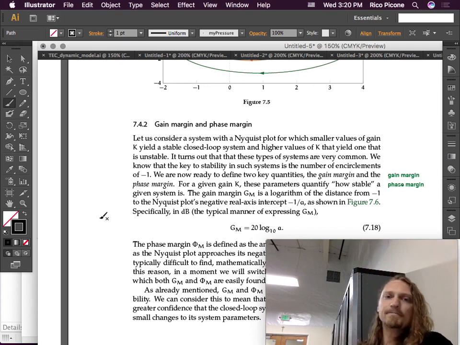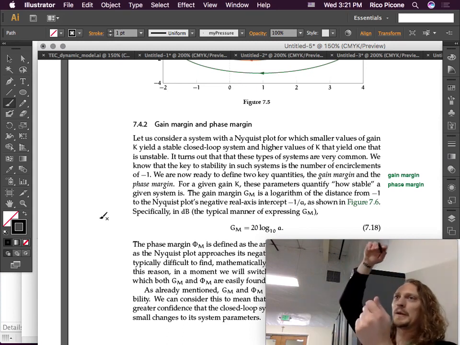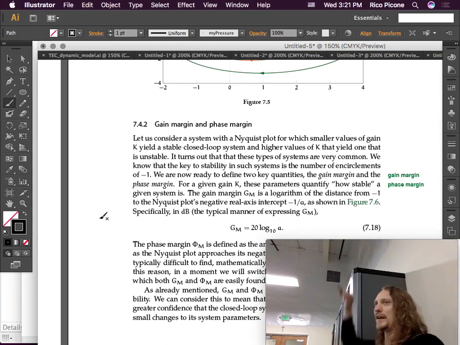So, let us consider a system with a Nyquist plot for which smaller values of gain k yield a stable closed-loop system, and higher values of k yield one that is unstable. That's just like the one we just looked at, right? For low gain it was fine, for high gain, unstable. We saw that a lot in root locus analysis too. A lot of times there are poles that, when you go to high gain, come over to the right half plane, and then we're in trouble.